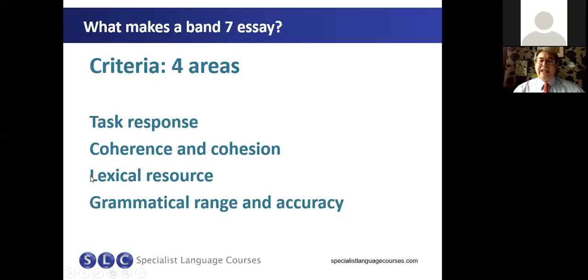Okay, next one, lexical resource. Well, what does this mean? Well, lexical is to do with words, and resource, whether you've got some. So lexical resource, how many words you know, really, and whether you use these words in an appropriate place. So we'll look in more detail at what that means at band 7 in a moment, but basically it's the words you use. And the final of the 4, grammatical range and accuracy.